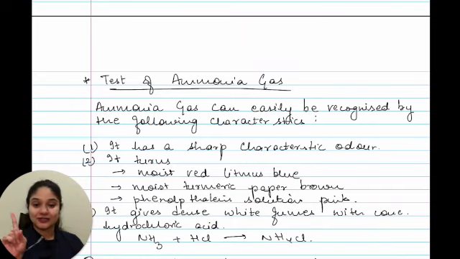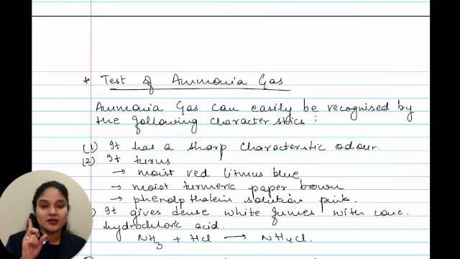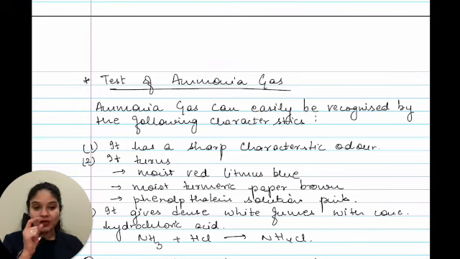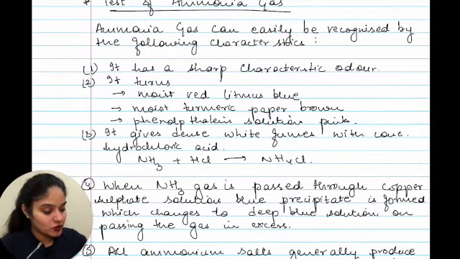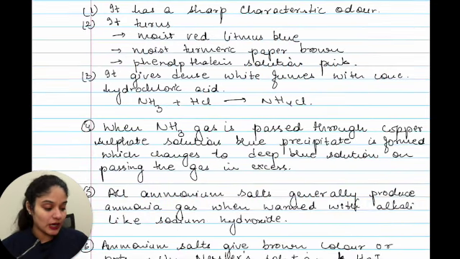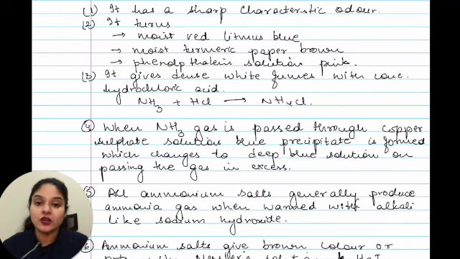Now, it has a sharp characteristic odor, a pungent smelling gas. You can quickly say it's ammonia gas. Second, it's a weak base, so it will turn moist red litmus paper to blue. Phenolphthalein would turn pink. So: sharp colorless odor, turns moist red litmus blue, turns moist turmeric paper brown, and phenolphthalein solution turns pink.